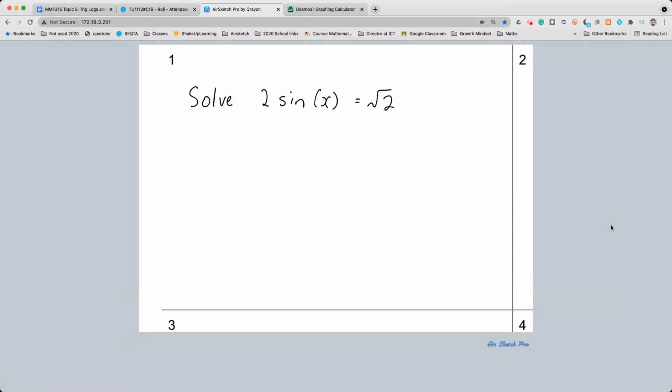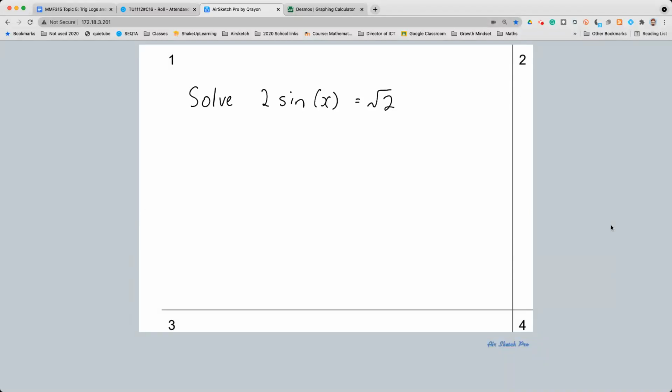Okay, so this is a sample problem of a trig equation: 2 sine x equals root 2. Your task is to work out what the value of x is. Now, as it stands, we can't solve the problem directly. We're trying to work out what 2 times sine of something equals root 2, and it's tricky to figure out.